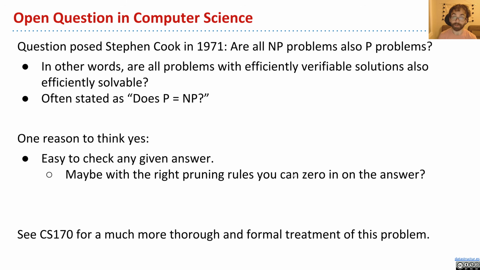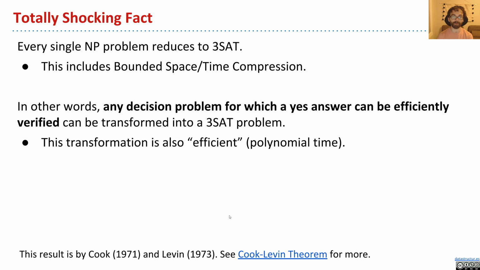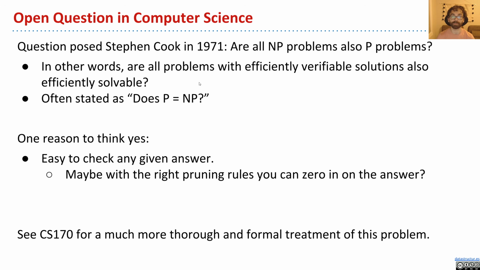So, a question was posed by Stephen Cook, who is the Cook from this theorem that everything can be reduced to 3-sat. And Stephen Cook said, are all NP problems also actually P problems? In other words, are all problems with efficiently verifiable solutions also efficiently solvable? And this is often given as, does P equal NP?